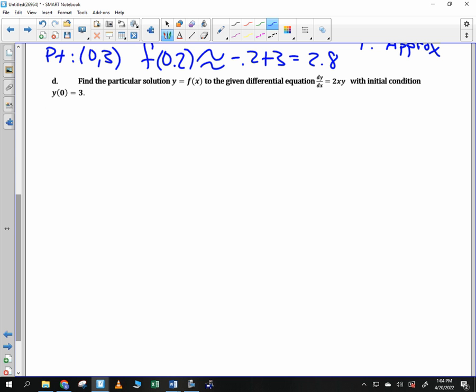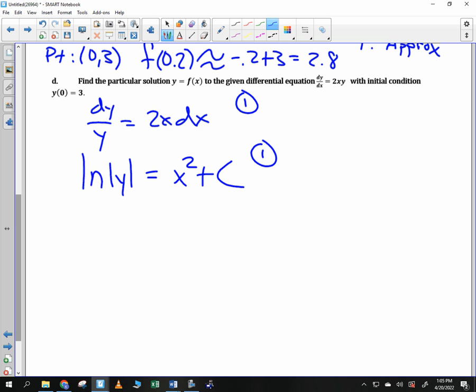All right, it's time to separate variables, isn't it? So you should have dy over y is equal to 2x dx. So you get 1 point for the separation of variables there. If you had 1 over y, that's fine as well. Then take your antiderivative. Natural log of the absolute value of y is equal to x squared plus c. 1 point if you found the antiderivatives correctly. I won't mark it wrong, but they will not give you the credit if you don't put the absolute value of y in there. Okay.